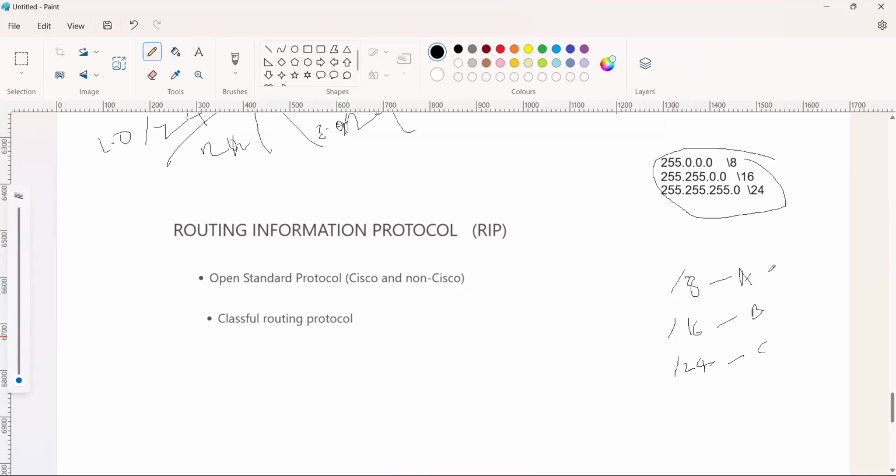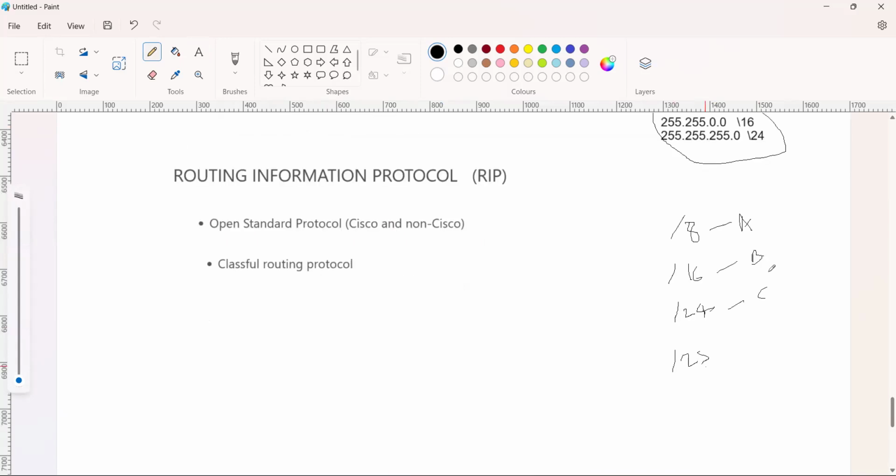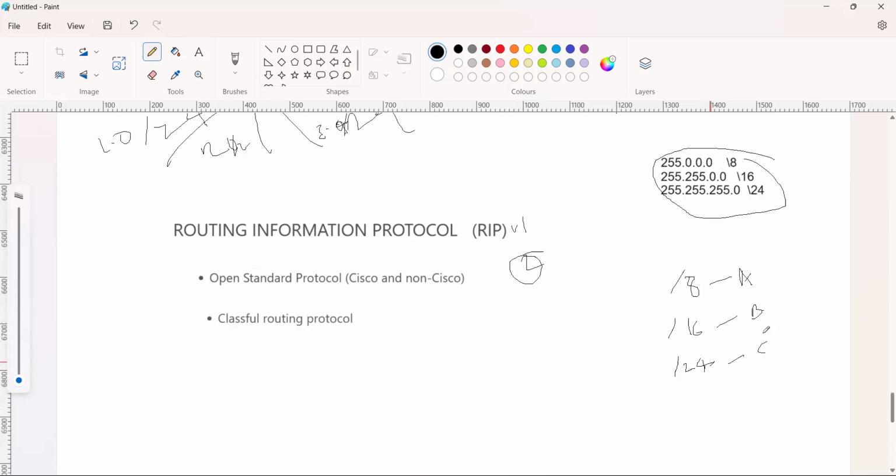If it is classless, like slash 25, slash 26, slash 27, then it won't carry this kind of information. So whenever we are configuring subnetting, RIP will not work in version 1, but in version 2 it will work. I hope you got it. What does it mean, classless and classful?